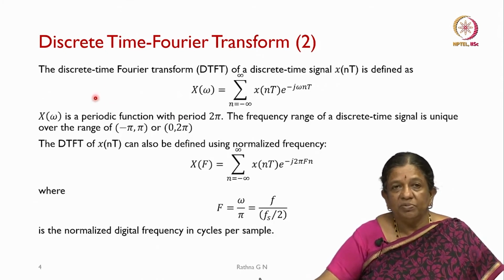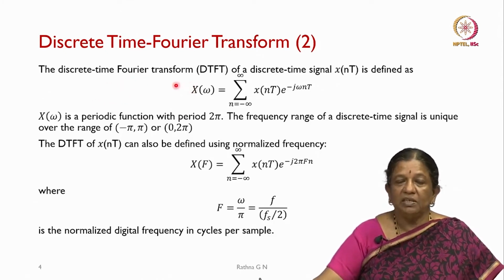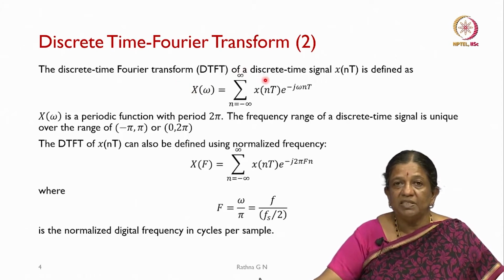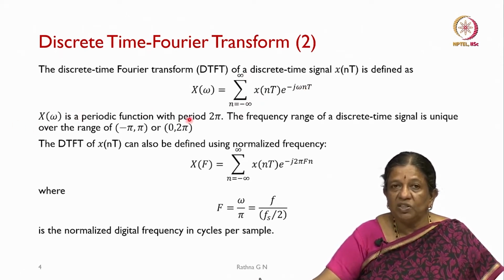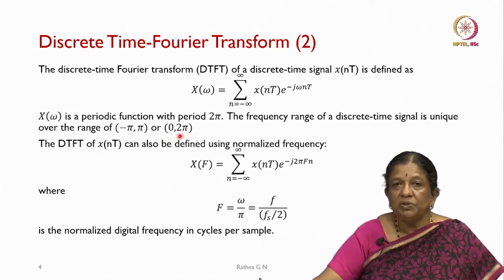Coming to the definition, the discrete time Fourier transform, DTFT, for the discrete time signal x(nT) is defined with this equation: X(omega) equals the sum from n equals minus infinity to infinity of x(nT) times e to the power minus j omega nT. We say X(omega) is a periodic function with period 2 pi. The frequency range of a discrete time signal is unique over the range minus pi to pi, or we can consider 0 to 2 pi.